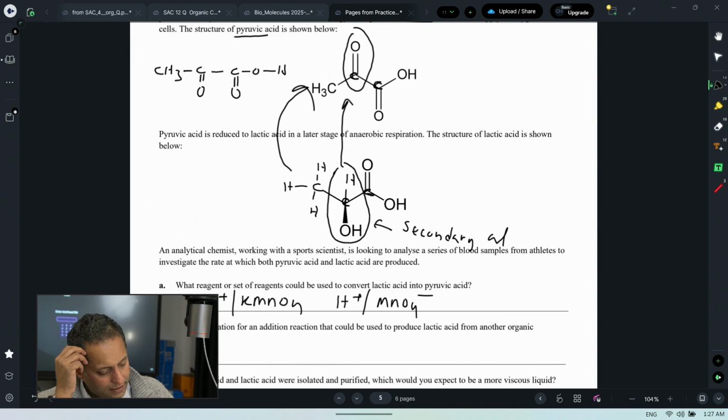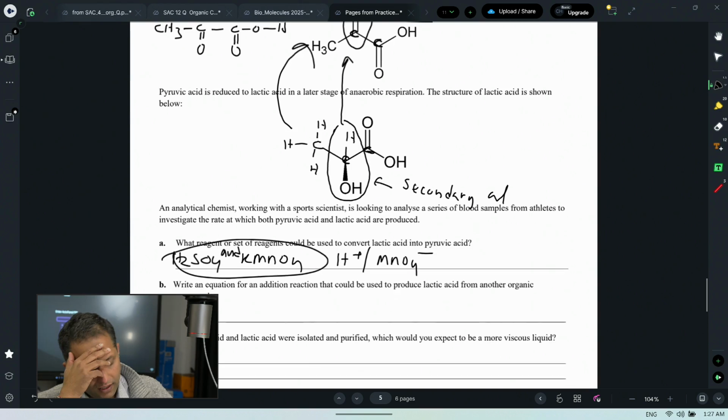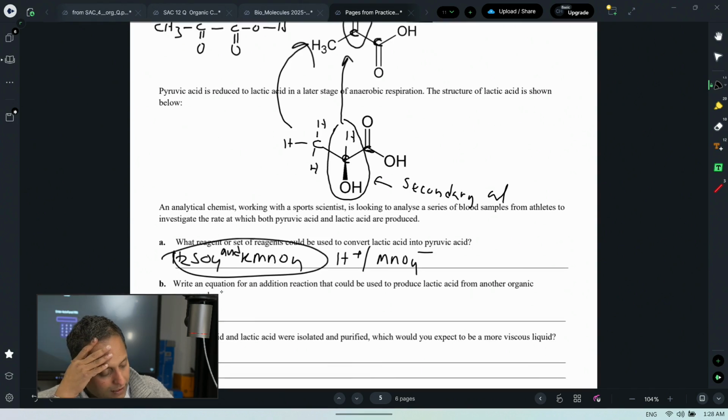Set of reagents. The question is asking for a reagent or set of reagents. Sulfuric acid and potassium permanganate are the reagents you need to know. Okay, write an equation for an addition reaction that could be used to produce lactic acid from another organic compound.